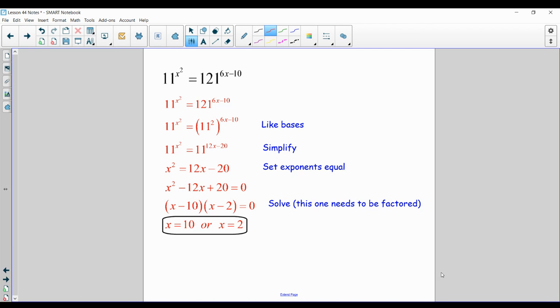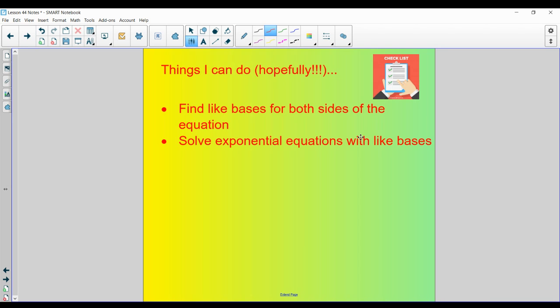Okay, so the problem would come in now. What if you have 2 to the x is equal to 5 to the 3x plus 4, where you can't readily make that be the same base? Well, that's what we'll end up covering in the last couple of chapters. All right, but for this one, you're going to be able to take that and switch it so that they have like bases. So find like bases for both sides of your equation and then set the exponents equal to each other and solve. All right, so that's lesson 44 from chapter 6. Let me know if you got questions.